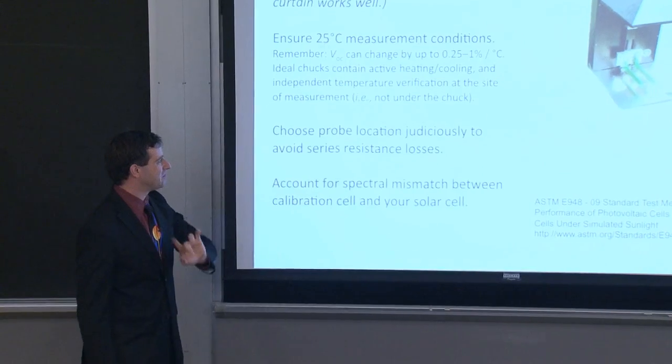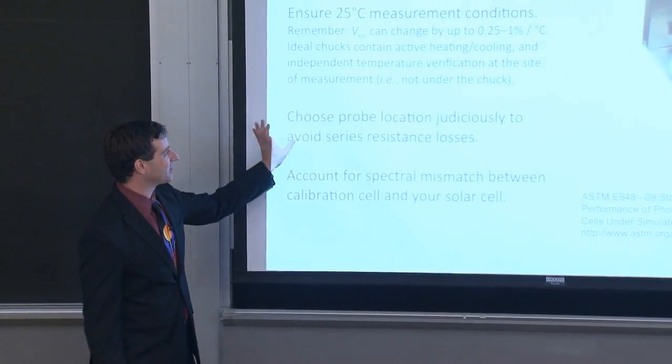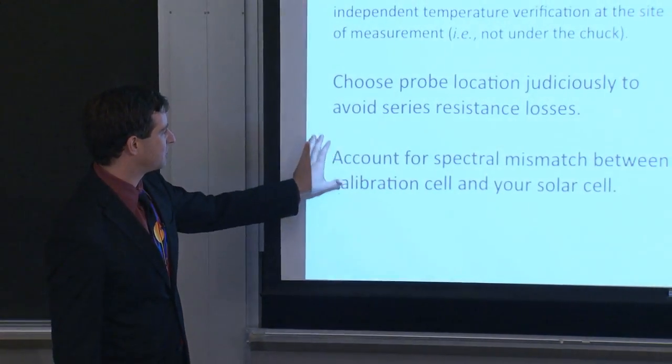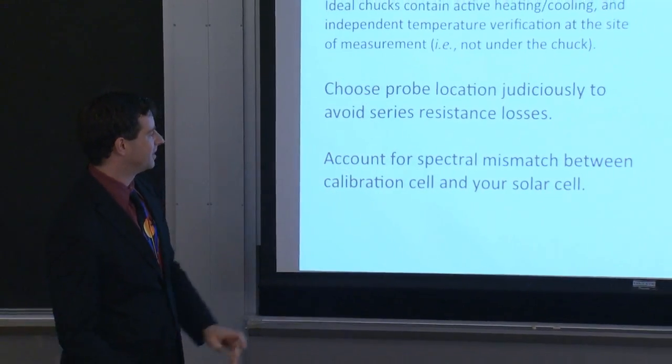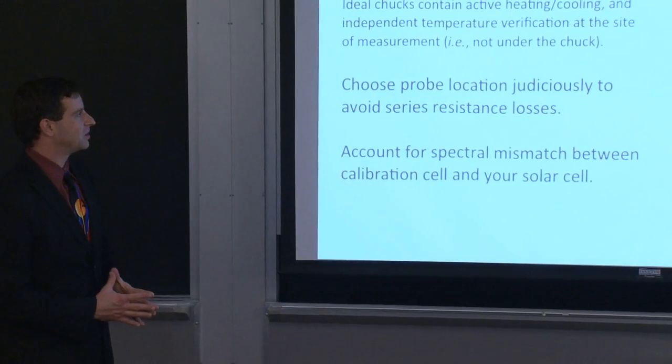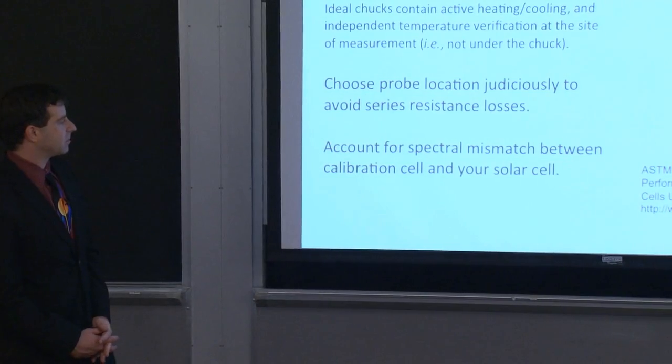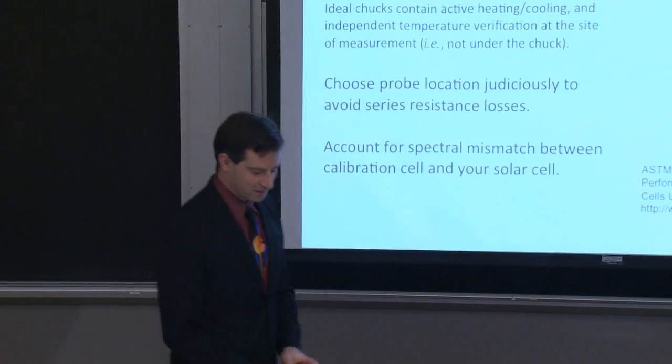I don't want to underemphasize that point. It really does make a huge difference where you put your probe tips, especially for cells with high series resistance, which can be several of the new materials that are being developed. Account for spectral mismatch between calibration cell and your cell. Let me drive that point home.